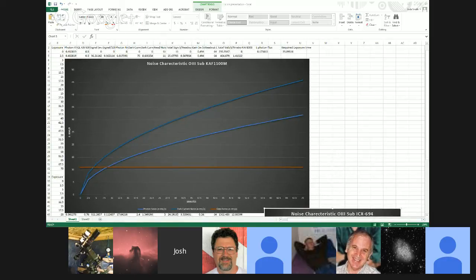Yeah, 0.5 is really high. For comparison, the KAF 8300 is 0.02. So actually, it's 25 times higher. Sorry, and the Sony sensor is 0.002, which is 10 times less than the KAF 8300. So that's 250 times more dark current in the 1100M than the ICX 694. And a higher starting read noise, too.